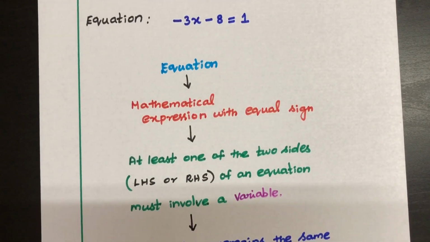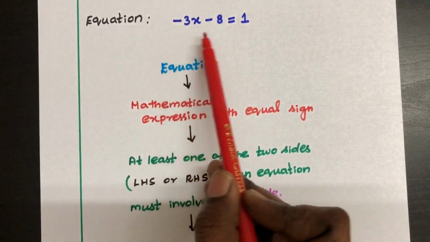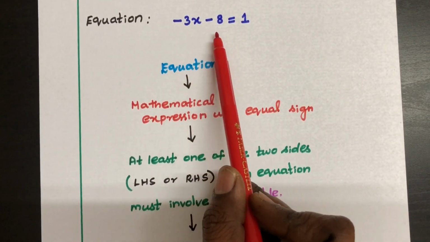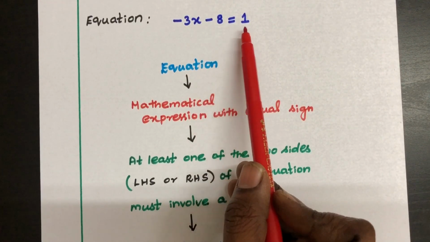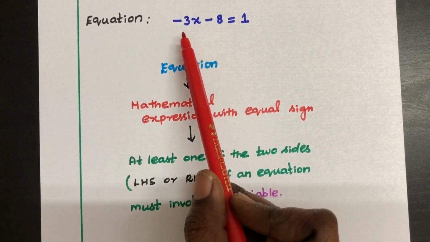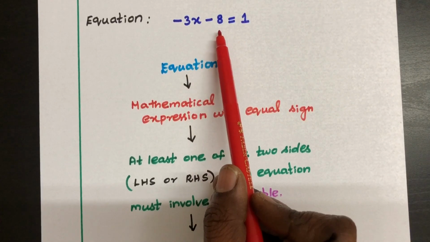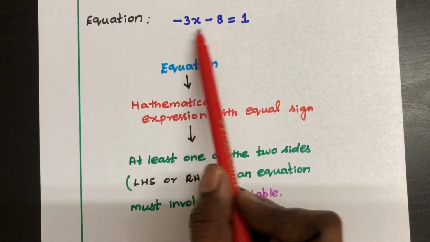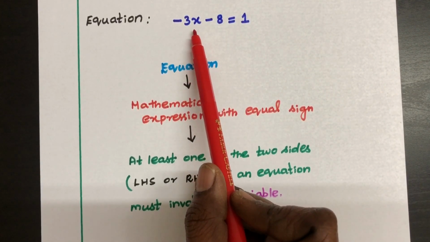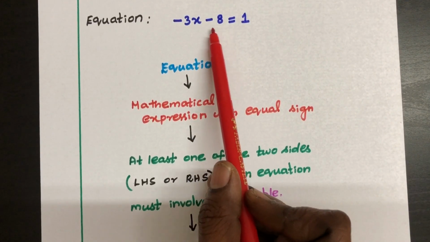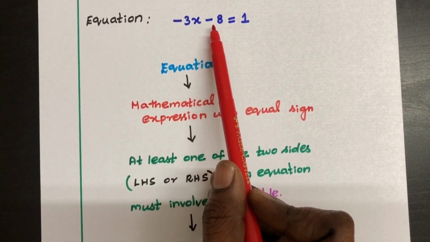Now we will see an equation with an example. See, this is an equation. A mathematical expression equated with another numerical expression. So minus 3x minus 8 is equal to 1. Here two terms are there. Minus 3x is one term, 8 is another term, separated by the minus symbol.